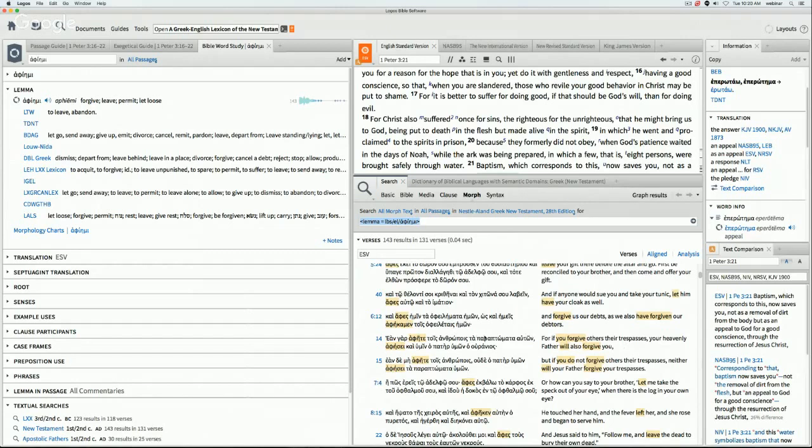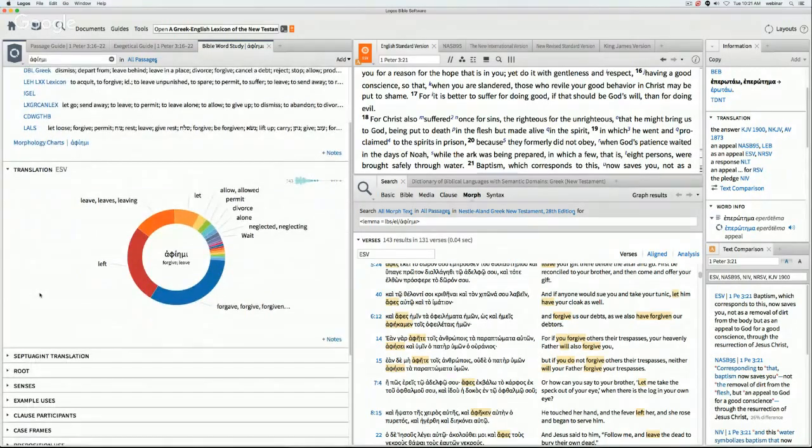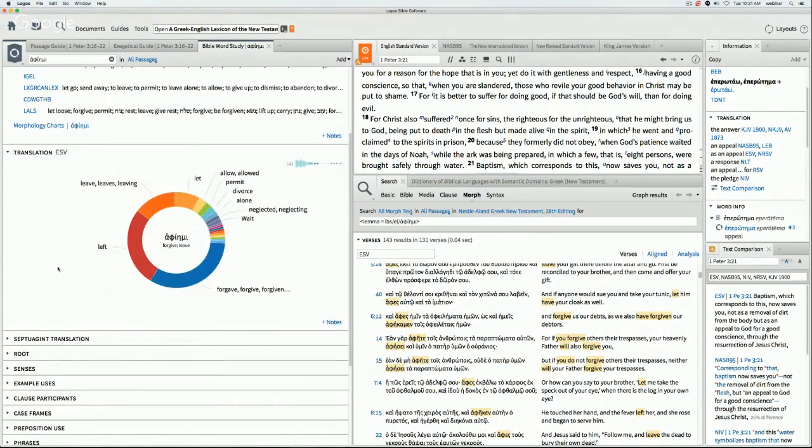Now, a lot of us don't have that kind of time, don't have that kind of technical expertise, and that's where Logos can really help here as well. So let's go to the translation ring in the Bible Word Study Guide. And here you can see everywhere that this lemma occurs, everywhere that the Greek word occurs, and then how the ESV translates it. Most of the time, a good quarter of the time, it's translated left or leave or leaving. And then a good third of the time, it translates it to forgive or forgave, etc.